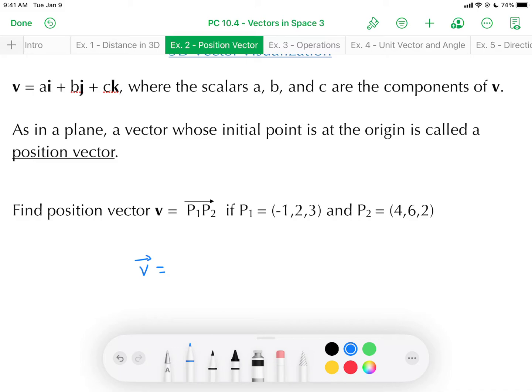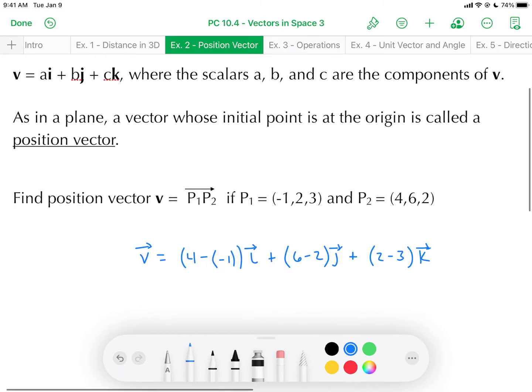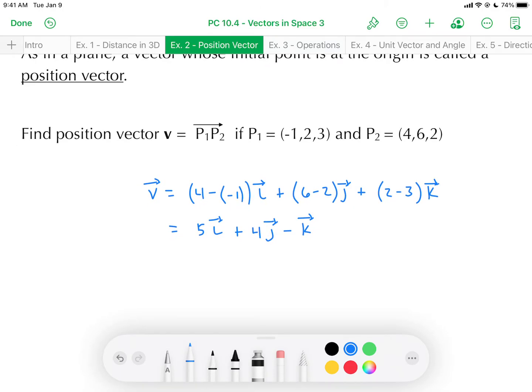So this position vector v can be found with the following calculations. You can take p sub 2's x-coordinate of 4 and subtract p sub 1's x-coordinate. And that's going to be a scalar on the unit vector i. And then we'll just do the same thing with the y and z coordinates. So the y coordinate would be 6 subtracted by 2. That'll be the scalar on the unit vector j. And then the z coordinates 2 minus 3 on the unit vector k. So in the end, this is going to be 5i plus 4j minus k. Or you could write it in the component form, 5, 4, negative 1.